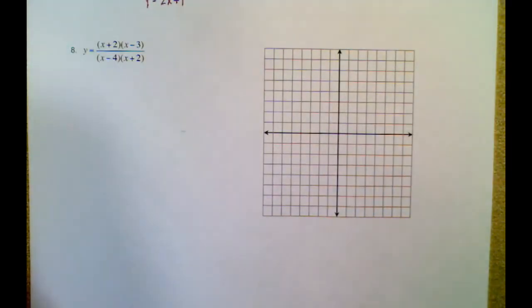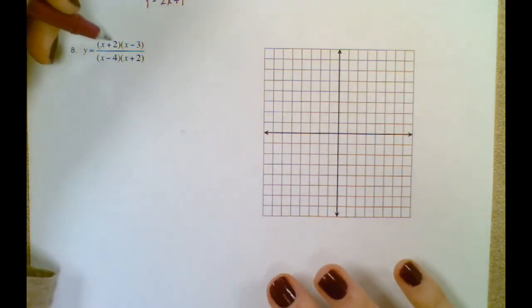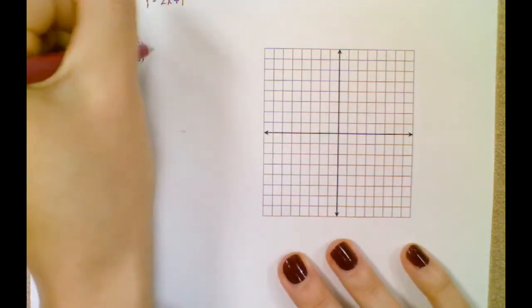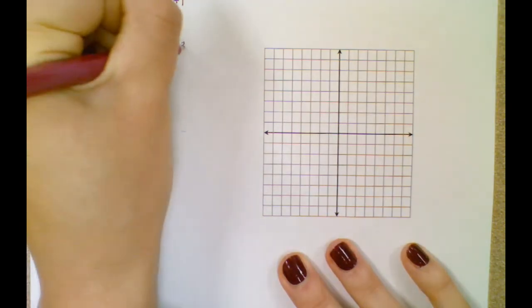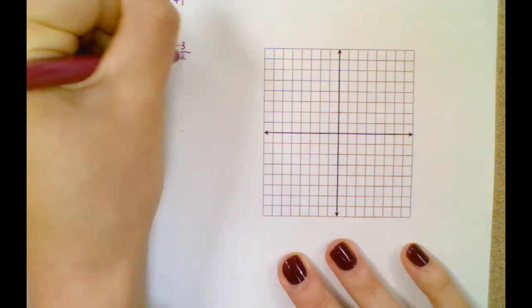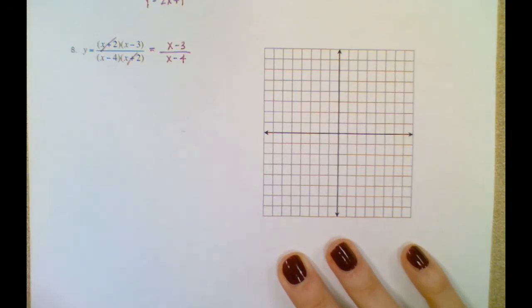Okay, let's simplify this guy. I have x plus 2 in both the numerator and denominator. Those can go away. So I'm left with x minus 3 all over x minus 4.